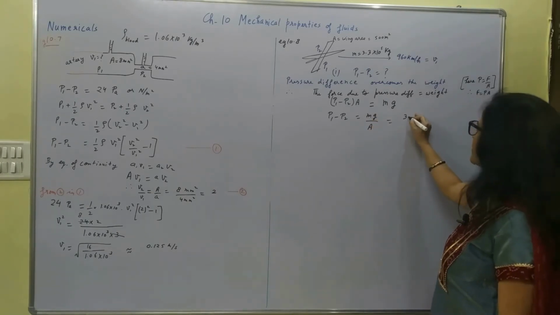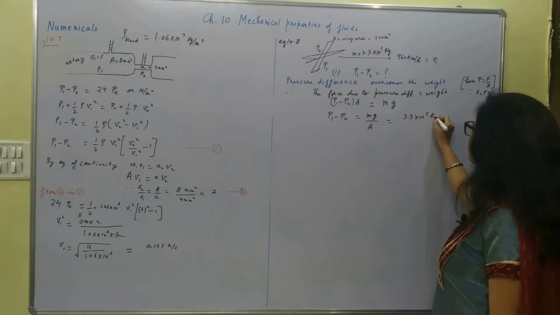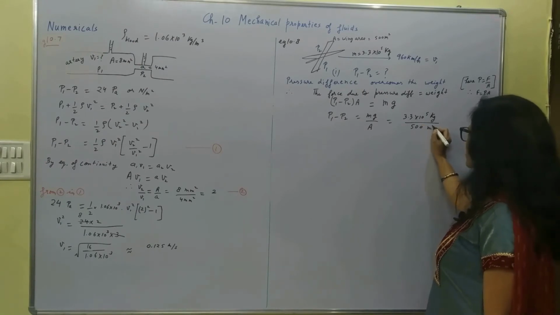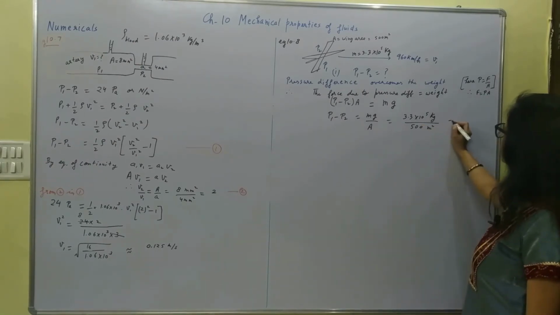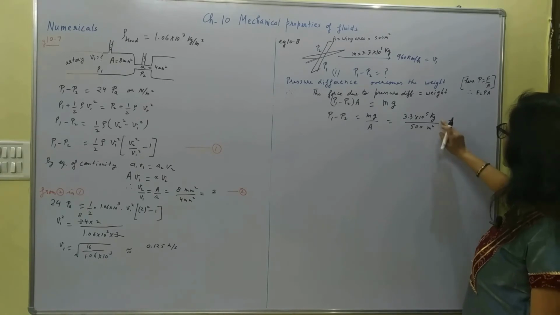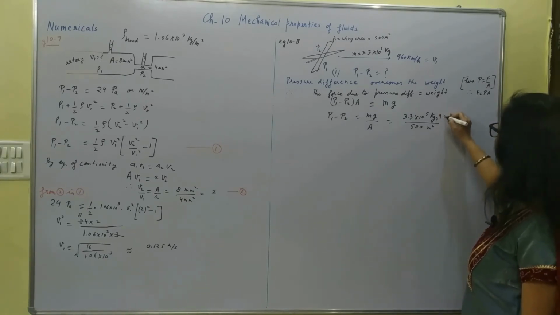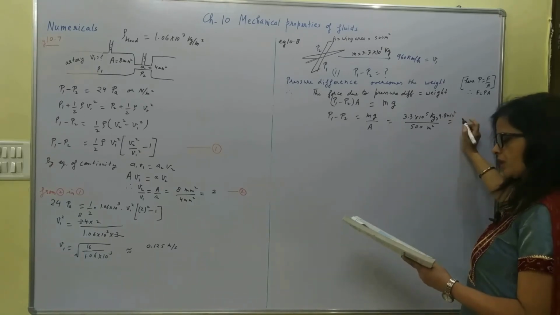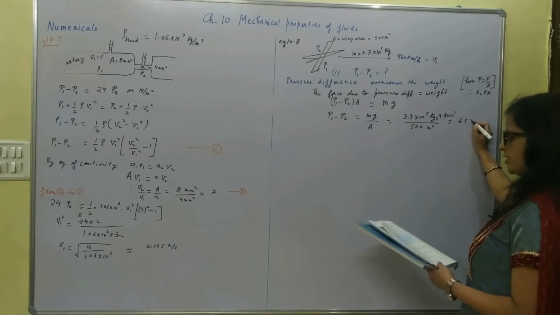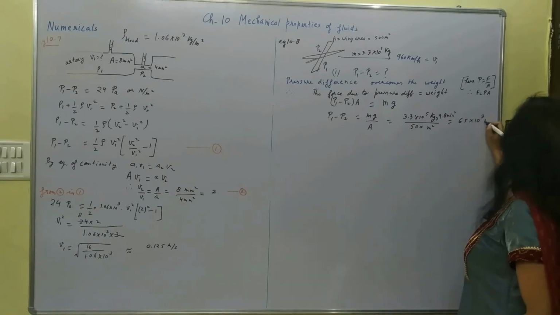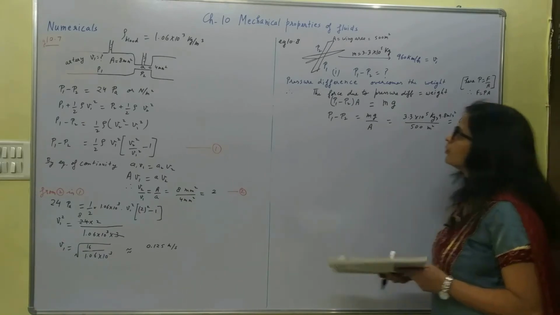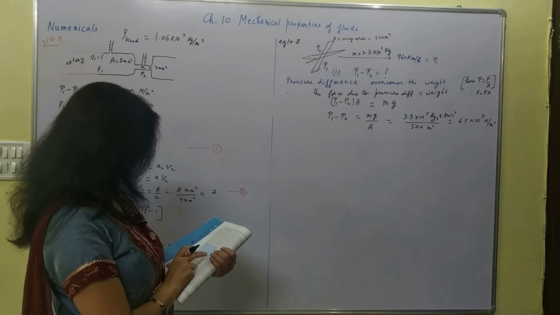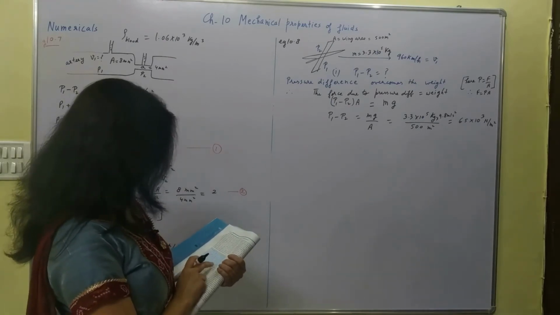The value is 3.3 into 10 to the power 5 kg, upon area, which is how much? 500 meters square. So this is into 9.8 meter per second square. On solving, this comes out to be 6.5 into 10 to the power 3 Newton per meter square. Hope you understood this.